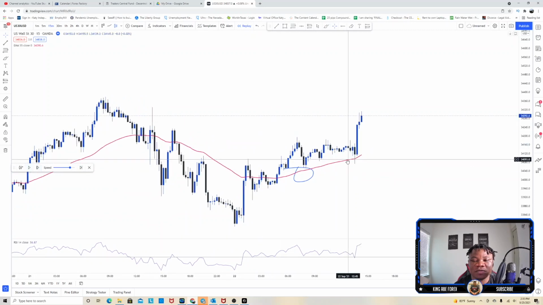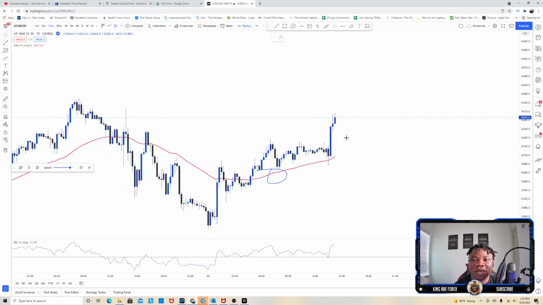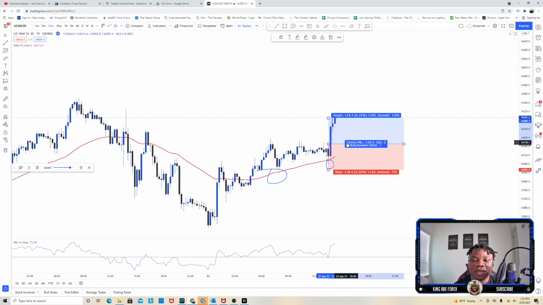So right over here, we can see that we had a pullback right here. We had a rejection right here at the 55 EMA. So our entry is going to be right over here, somewhere around here, right at this bullish engulfing candle. And we can have our stop loss right below the 50 EMA here.